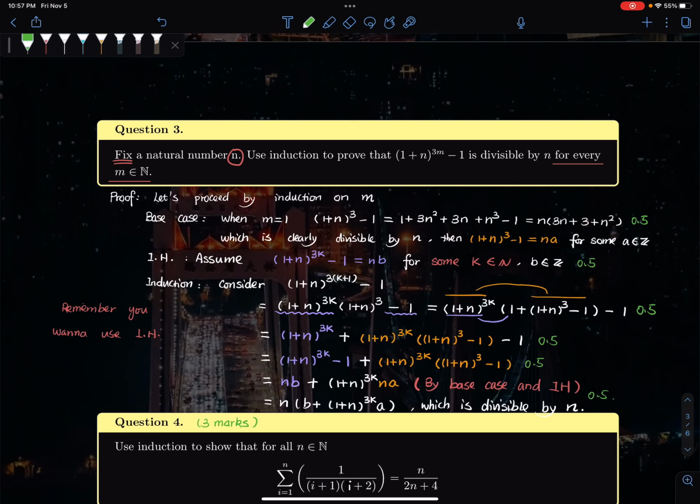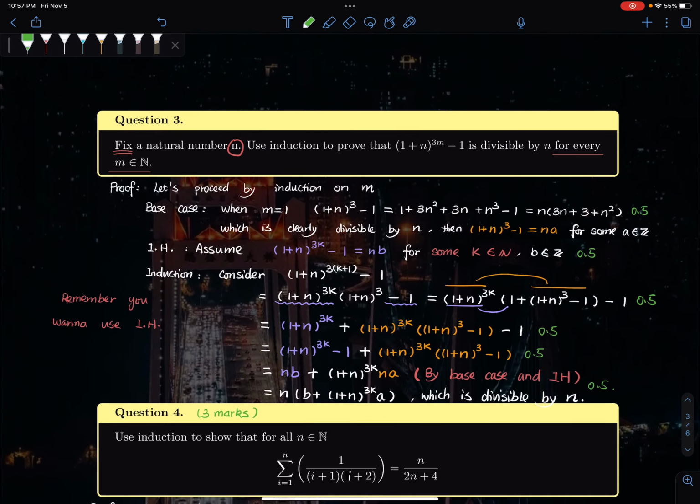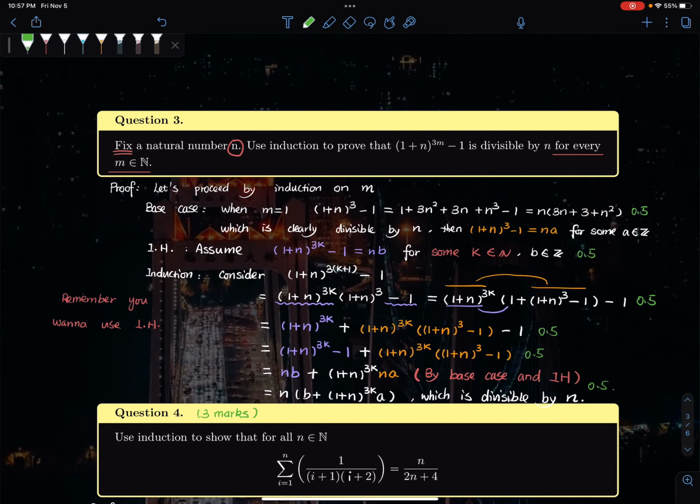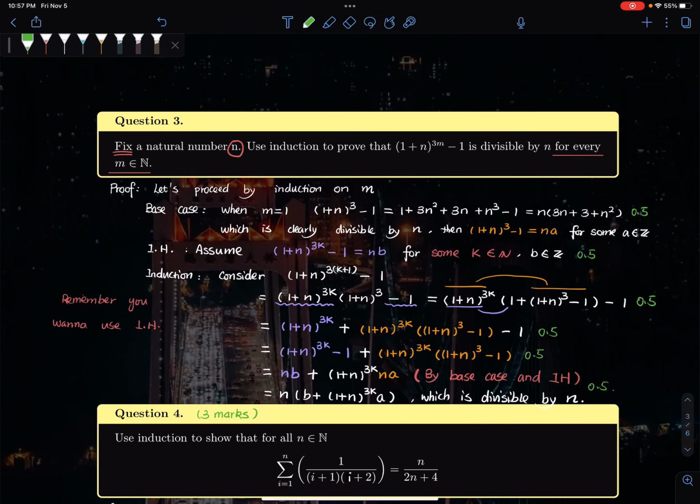It really depends on the question. Okay, that's what I'm going to say. So if this works, 3 marks. If it's 4 marks, then we might have more marks for the inductive hypothesis or base case, depending on which one is harder.